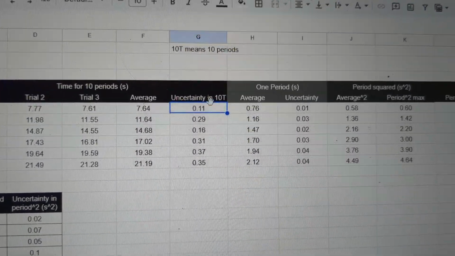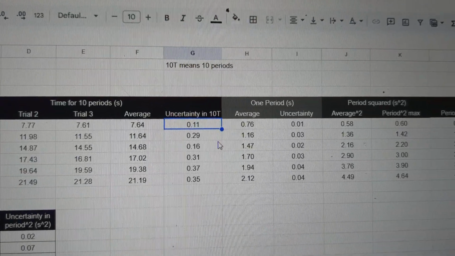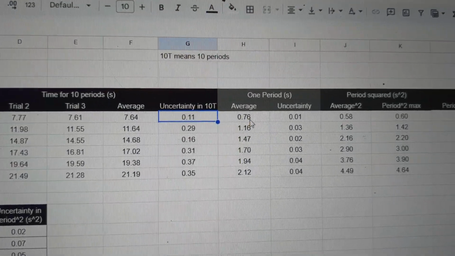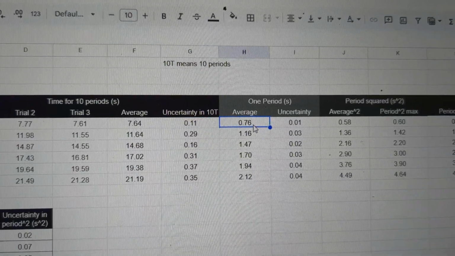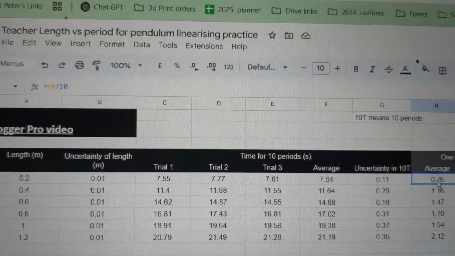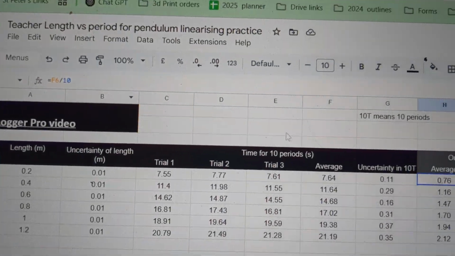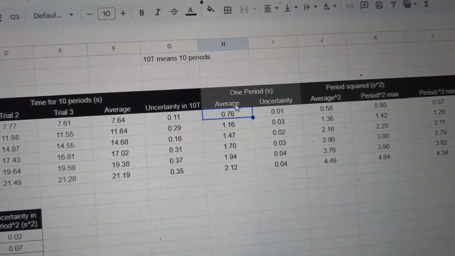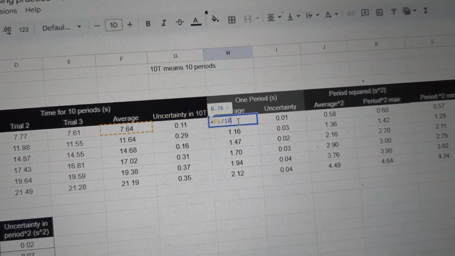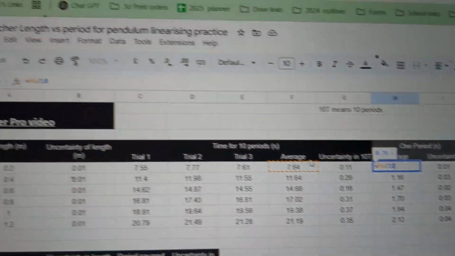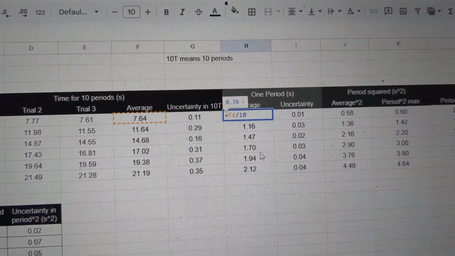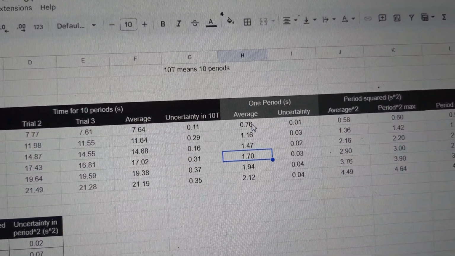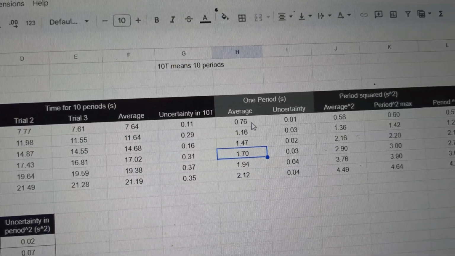Now, because we're doing our experiment with 10 periods to try and improve our accuracy, what we need to do now is put it down to 1 period. So you can see here, look at the average of 1 period. In this case it's 10, so with this formula, it's going F6 divided by 10. So we're just getting this down here. This is the average period for one oscillation.